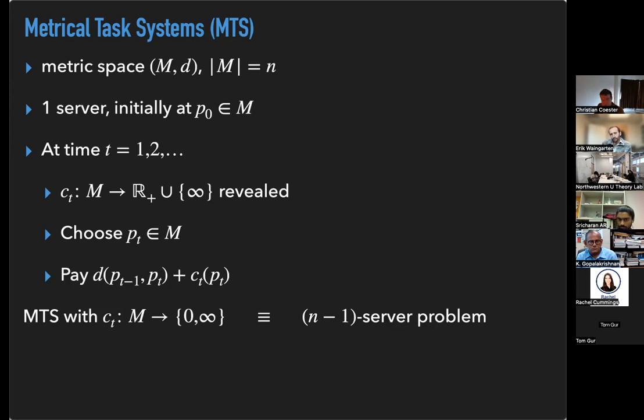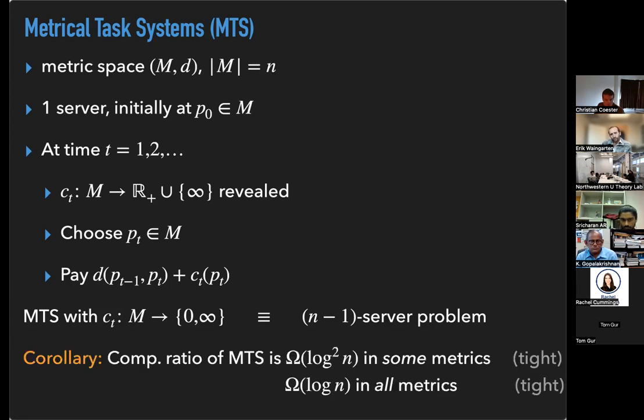And to prove the lower bound, we will use this language of metrical task systems rather than k-server, because that will be a bit simpler to think about. So what our lower bounds imply are therefore also new lower bounds for metrical task systems.